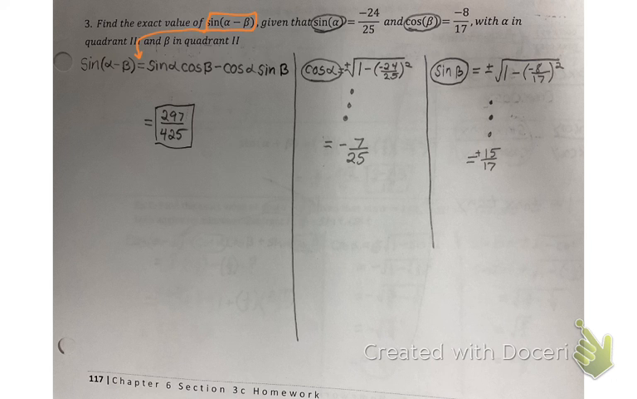They tell me sine alpha equals this, so I fill in sine alpha. They give me cosine beta equals negative 8 over 17. So let's locate what we know. We know sine alpha. We know cosine beta. So we need to find cosine alpha and sine beta. So the question was, can I find cosine alpha?